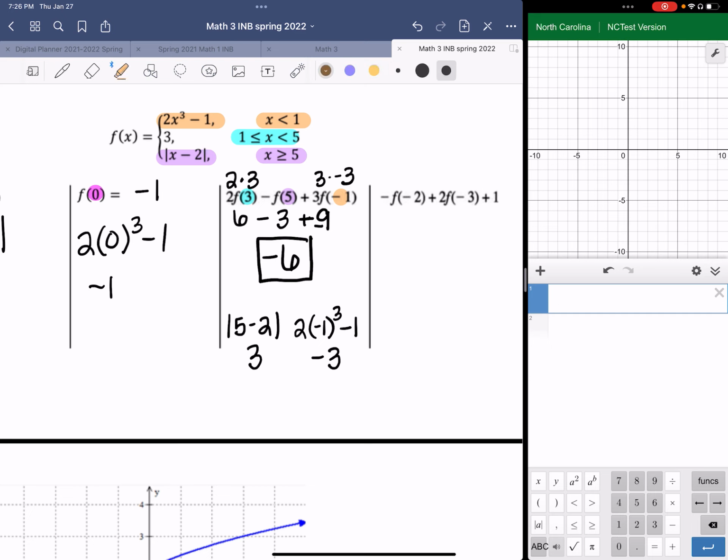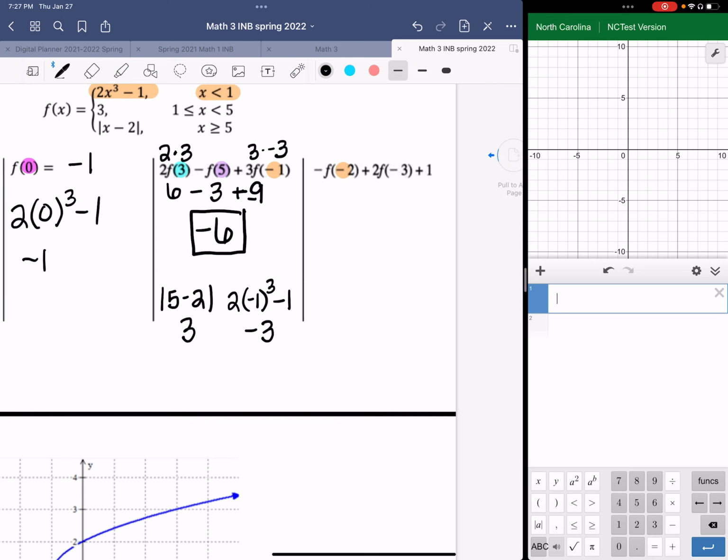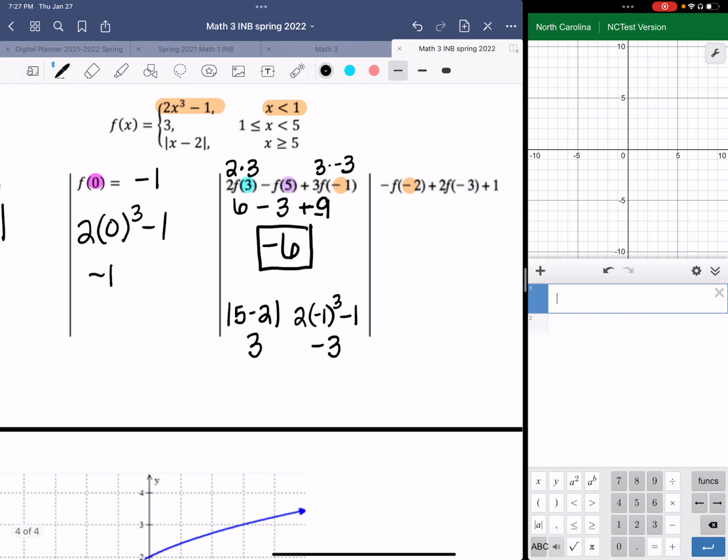All right, so I'm going to erase all my highlights up here and do the same thing for the last one. So now we're going to do negative 2, and we're multiplying by negative 1 after we're done. So negative 2 is going to go in the first one. So I have 2 times negative 2 cubed, and that's going to be minus 1. And again, you can put it in Desmos, that's not a problem.